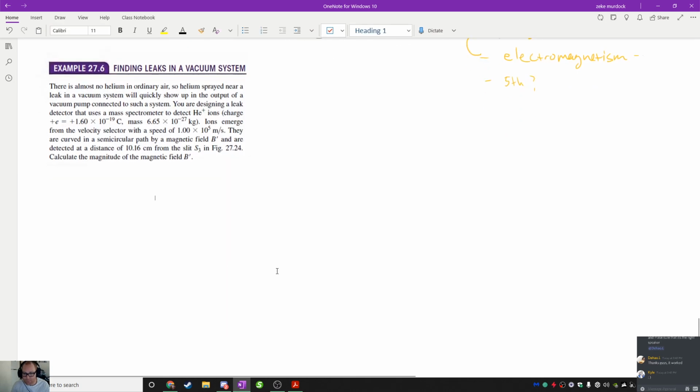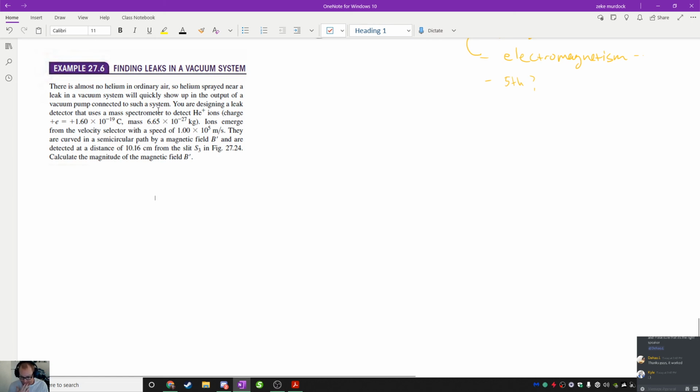All right, so here's the problem. There's almost no helium in ordinary air, so helium sprayed near a leak in a vacuum system will quickly show up in the output of a vacuum pump connected to such a system.